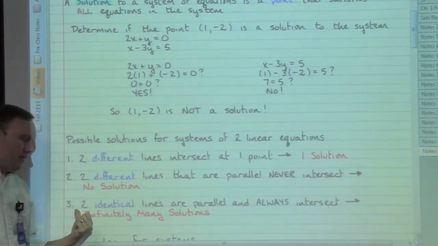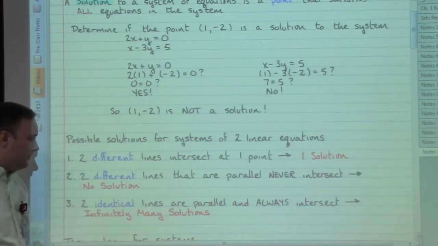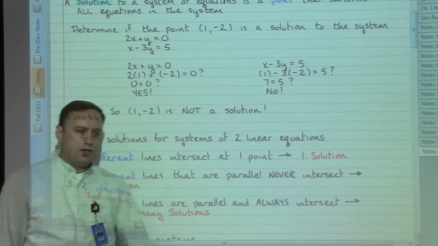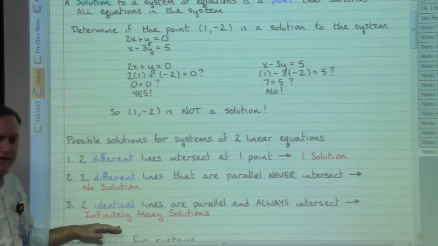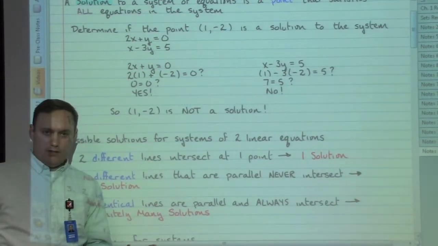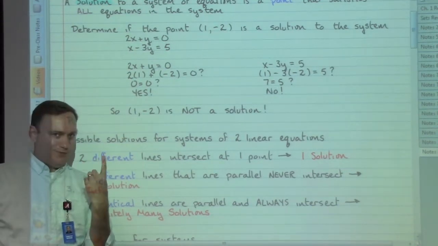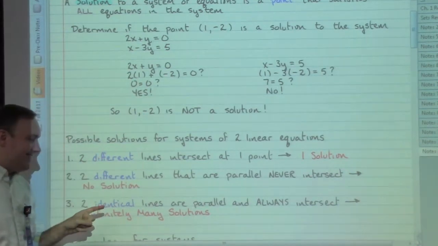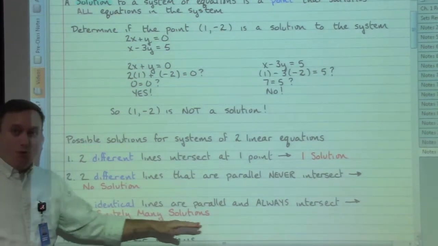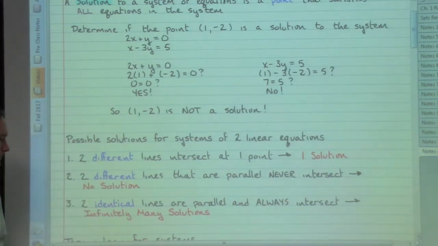And then the other possibility here is that if we draw two lines that end up being identical, those two lines would be parallel. They're always going to intersect. And so we would have infinitely many solutions. Every single point on what really amounted to one line, because they were identical. Two lines, really just one. So all the infinitely many points that are on that one line are infinitely many solutions.